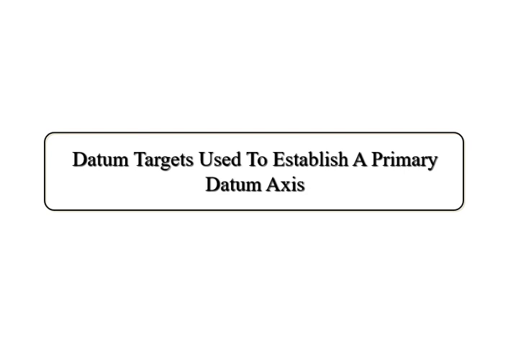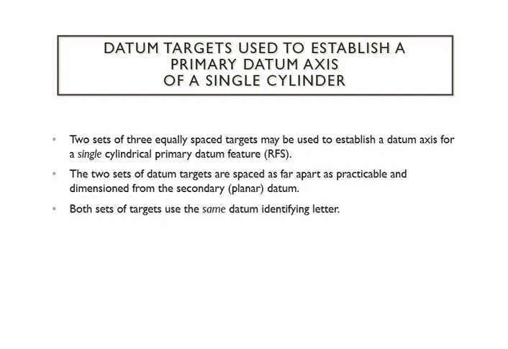So datum targets are used to establish a primary datum axis. So if you have like two sets of three equally spaced targets, then you can establish a datum axis when you're dealing with your single cylindrical primary datum feature. So we bring in regardless of feature size again. Regardless of feature size, it doesn't really matter what the size of your feature is, it still works with this method. And also the two sets of your datum targets are spaced as far apart as practicable and dimensioned from the secondary datum. I'll show you, don't worry about it.